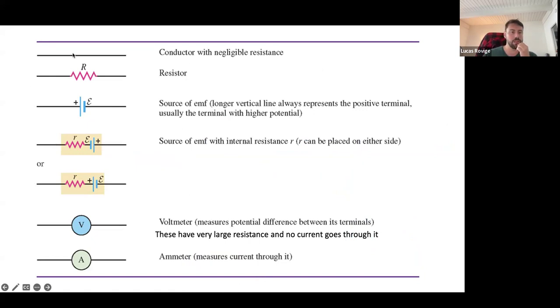Okay, so this is just to show you different electric components that we will find in different circuits and how they are usually shown. Usually, a solid line means wires, so it's a conductor with negligible resistance. Then resistors are shown either with a small dent oscillation here, or sometimes, for the sake of simplicity, just a box with R inside.